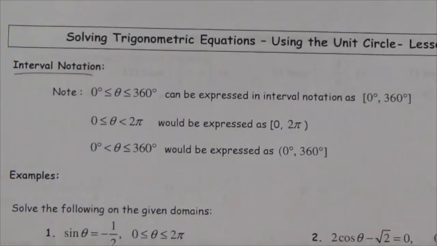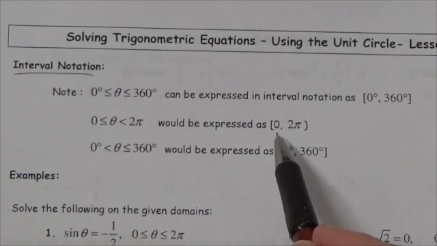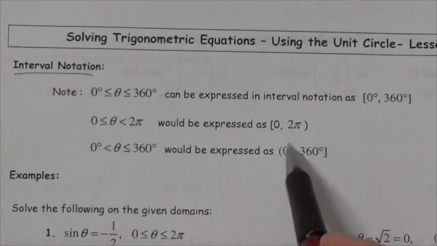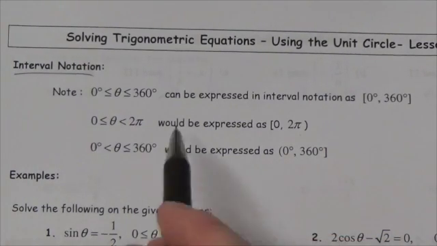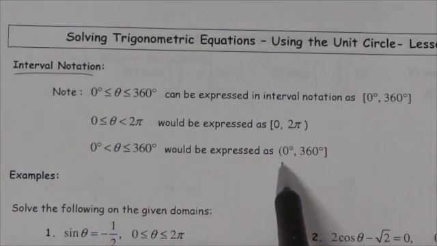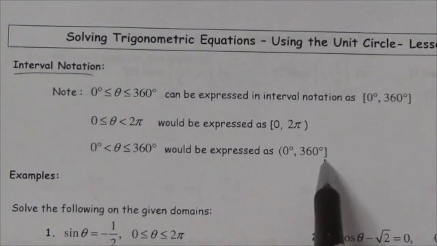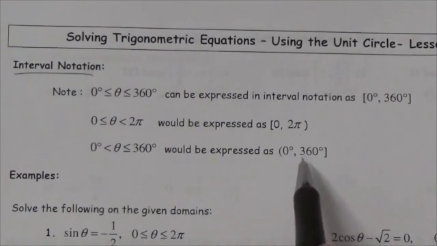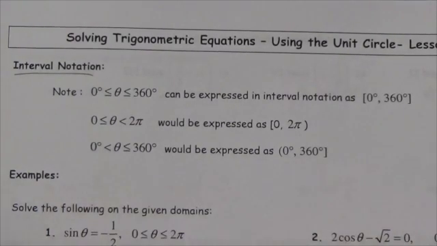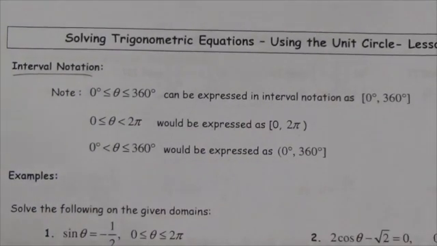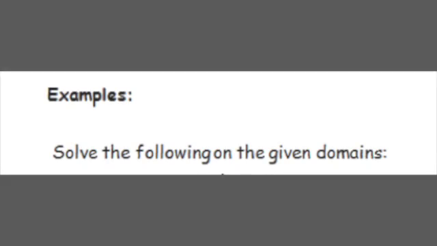Oftentimes you'll hear people call these hard brackets and soft brackets, or closed on one end, open on the other. We see the same thing over here. You put the parenthesis around the 0 and the square bracket on the 360 if you're including 360 but not including the 0. So again, it's just another way of writing those intervals, but it gets used in higher levels of mathematics, so you should be familiar with it.